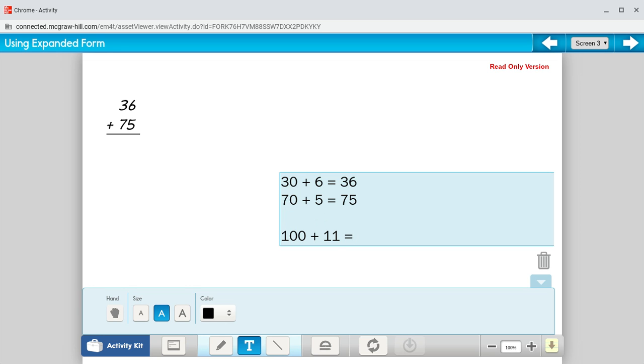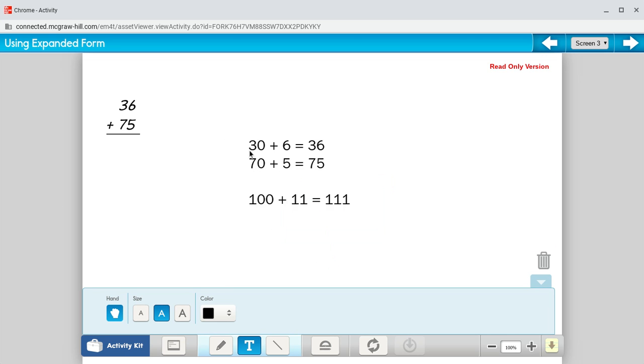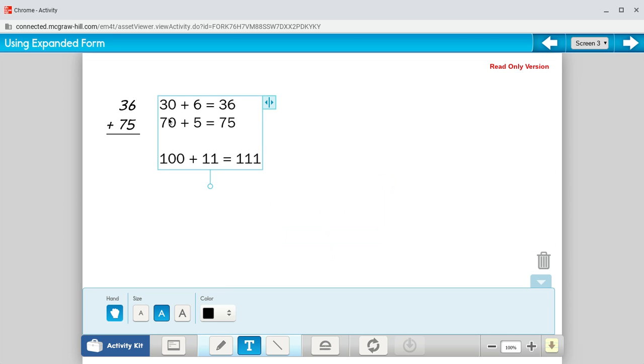Now, 100 plus 11 is a lot easier to work with than 36 plus 75, right? So if I had 100 from my tens and 11 from my ones, and I bring them together, I'm going to get the answer 111. That is going to be a whole lot easier to work with than the numbers that we have here. So we're still getting the same answer, but we're breaking it into its parts. This is called partial sums because we're taking parts of the number, getting the sums of them, and bringing them all together to get our answer.